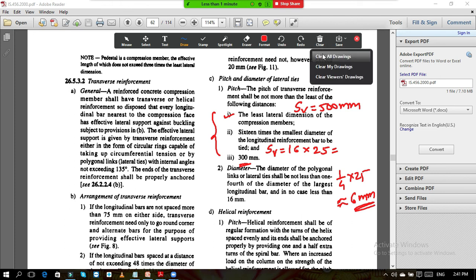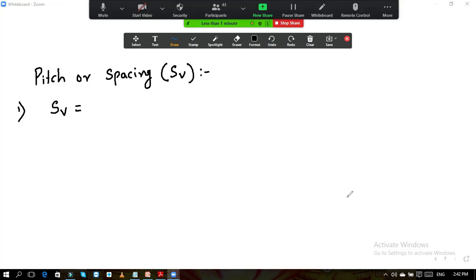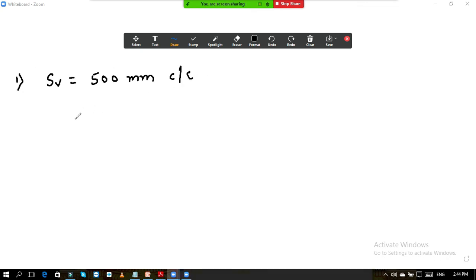Now we will go to our board. Sv is equal to, first case, least lateral dimension, so it is 500 mm center to center. Then in the second case the spacing must be Sv equal to 16D, that is 16 into 25, the largest bar diameter. So how much is it?